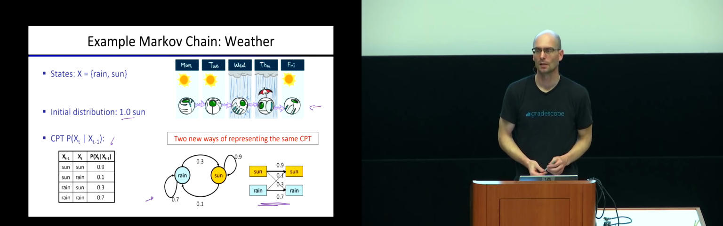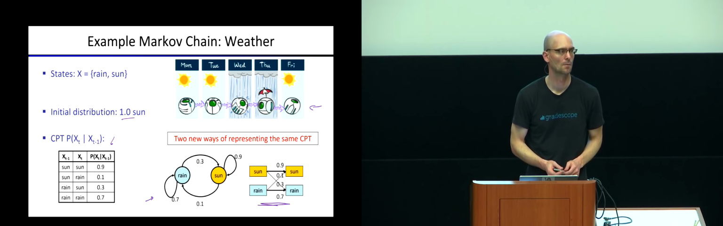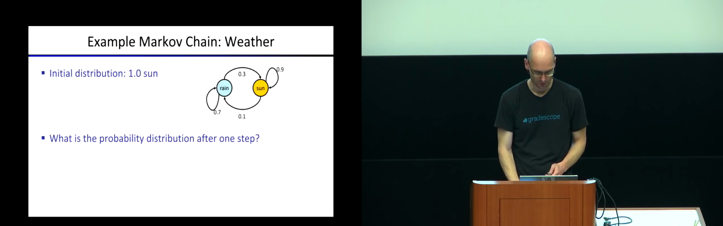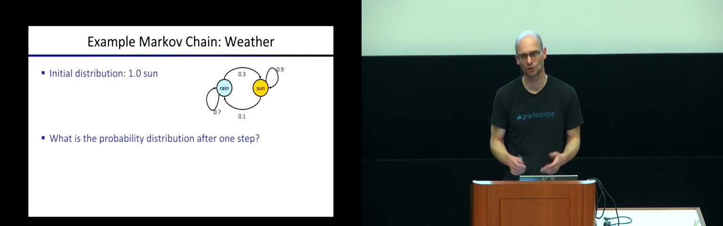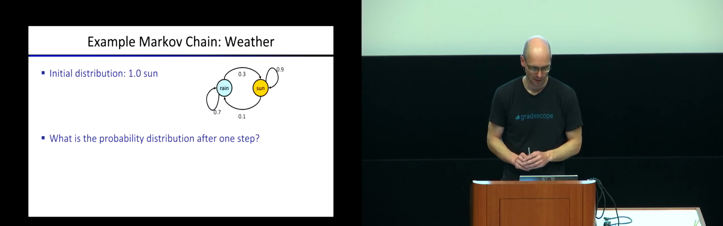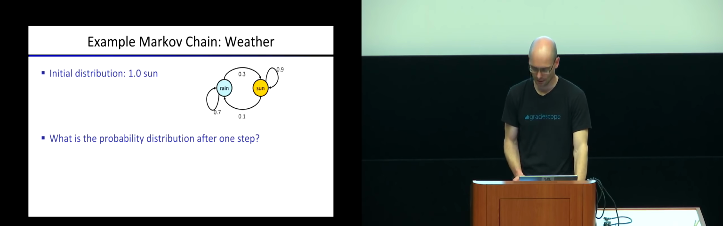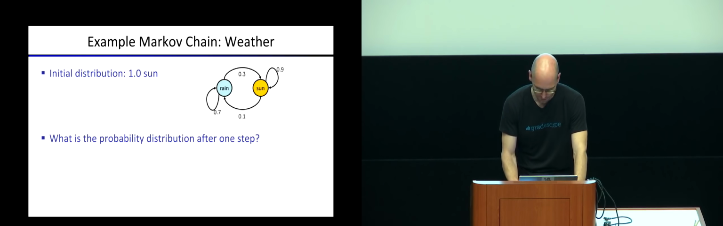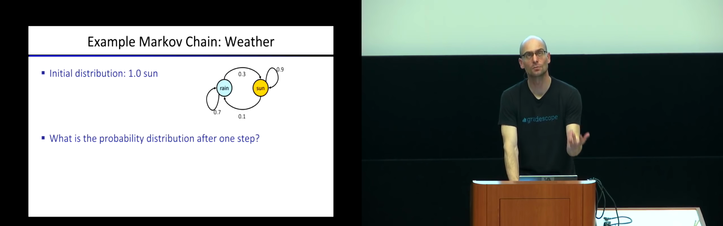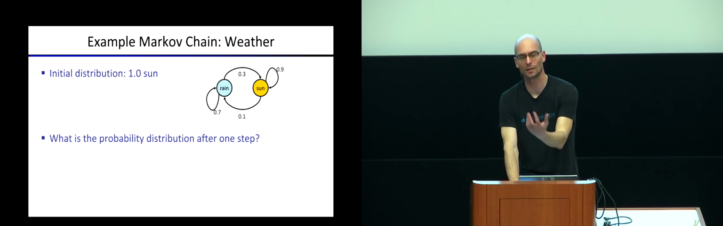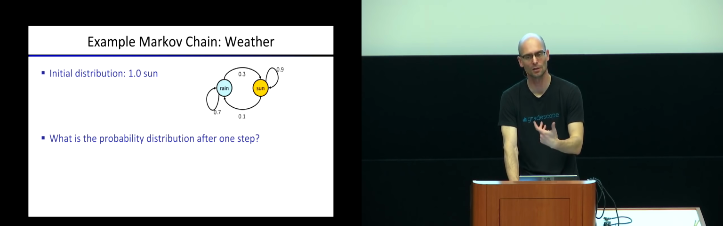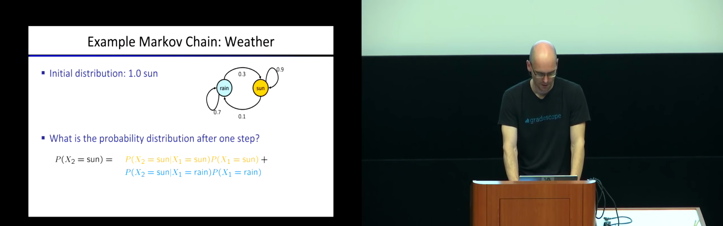Okay, any questions about the formalism? Then let's do some calculations. Let's say the initial distribution is all probability on sun. What is the distribution after one time step? Let's think about this. We have the initial distribution, and we have a dynamics model for the next state given the current state. So we should be able to combine both of those to get the distribution at the next time step.